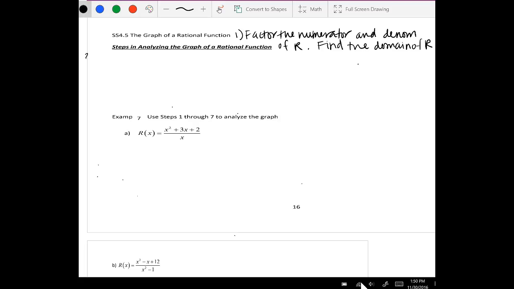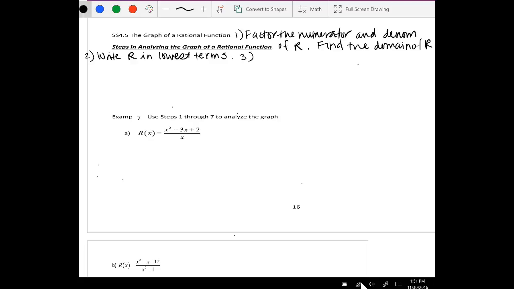Step number two, write R, which is your rational function, in lowest terms. Okay, yes, it did break this down into two steps. So don't reduce in step one, it wants you to reduce in step two.